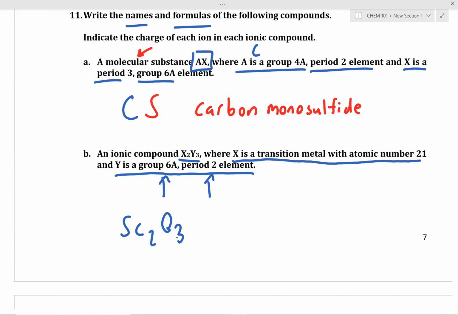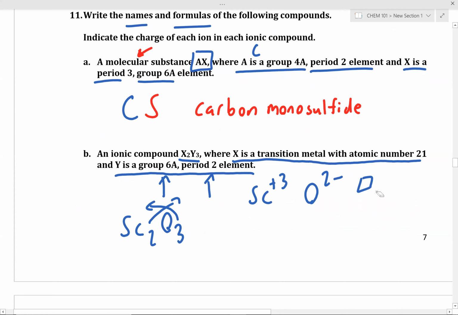Since this is a transition metal containing compound, we're going to need to figure out the charges. So let's reverse cross the charges. That gives us scandium +3, and oxygen is O2 minus. Does this match the correct charge for oxide? Yes. So all is right with the world.